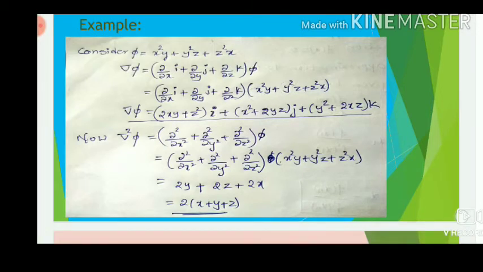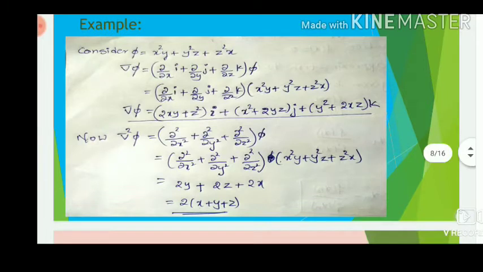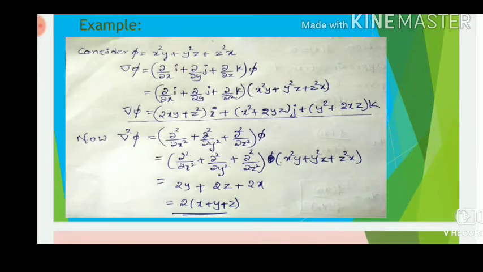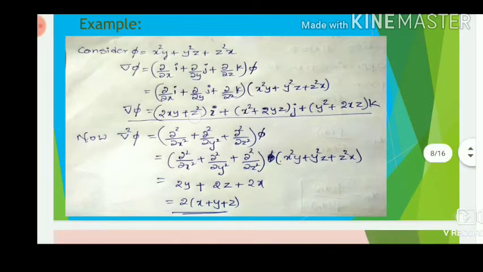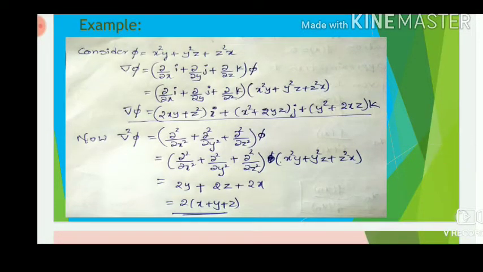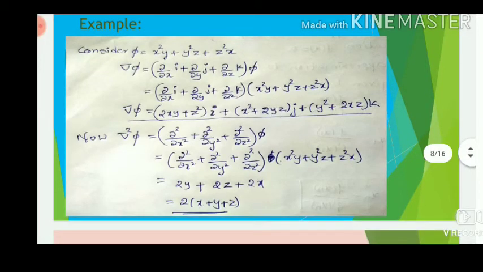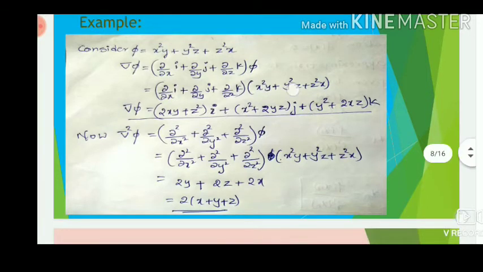Here, del phi means dou by dou x of this phi, that is, partial differentiation of x square y plus y square z plus z square x with respect to x, that is (2xy plus z square) into i, plus partial derivative of x square y plus y square z plus z square x with respect to y is (x square plus 2yz) into j, plus partial derivative of x square y plus y square z plus z square x with respect to z is (y square plus 2xz) into k.